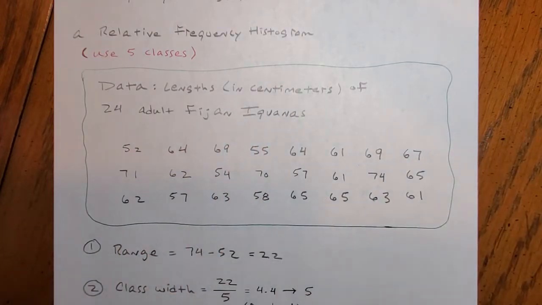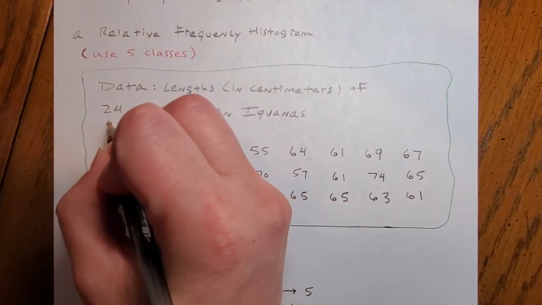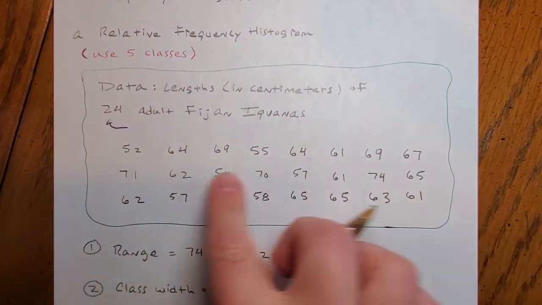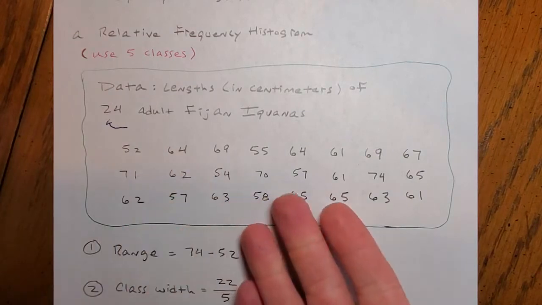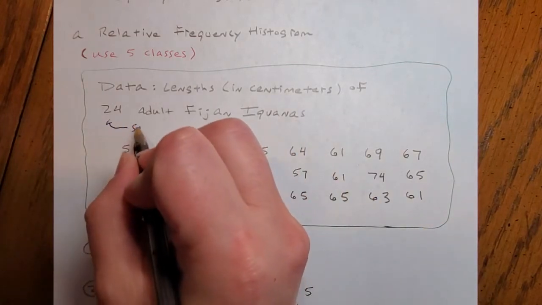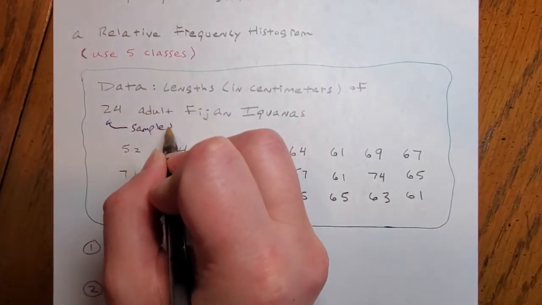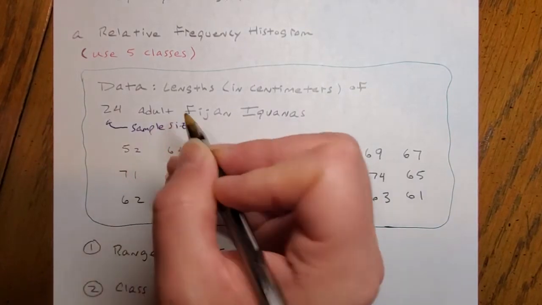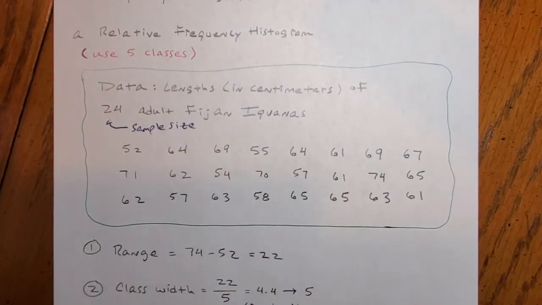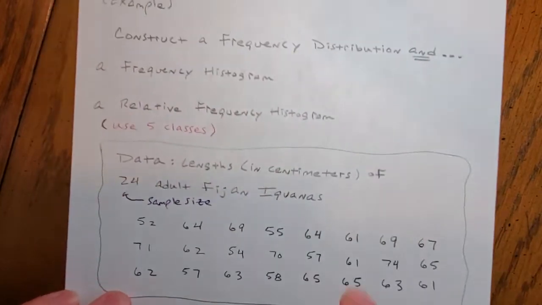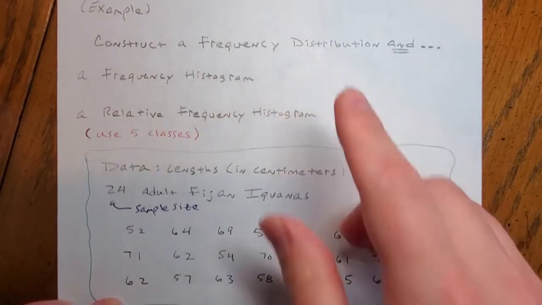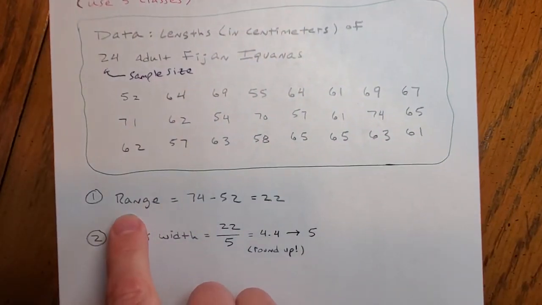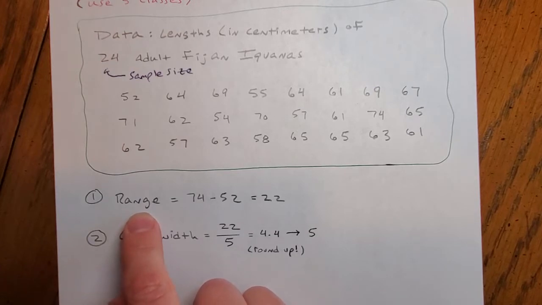Now remember, 24, and there's 24 numbers here, okay? This is the data. This is the raw, unorganized data. We said that 24 is the sample size. Okay, that's how many numbers there are in the data set. Okay, now let's think back to our last video. What did we do to make a frequency distribution? Well, one thing we did was find the range. That was, in fact, the first thing we did.